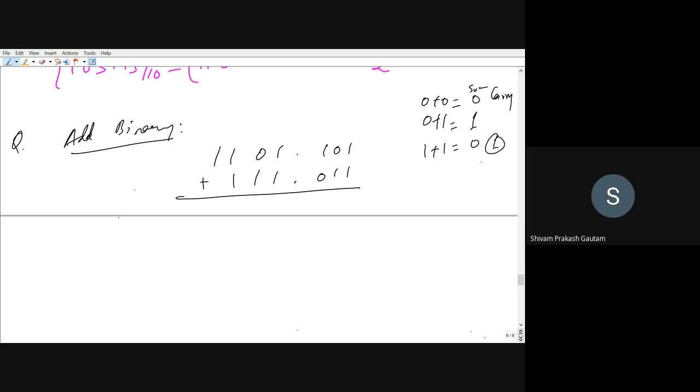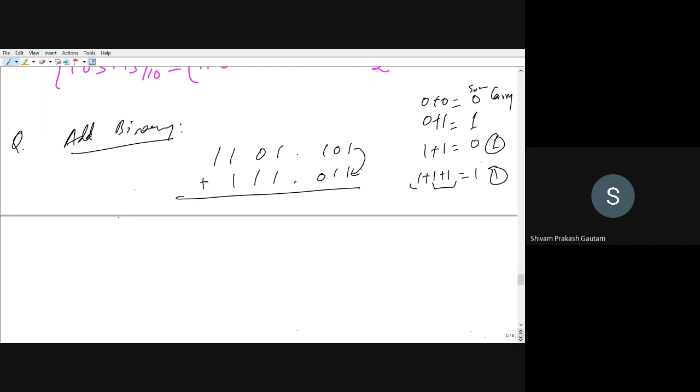Is it okay? This is okay. And if you want to add 1 plus 1 plus 1, this will be equal to 1 plus 1 equals 10, plus 1 will be equal to sum 1, carry 1. Okay. So this is exactly what we are going to do.